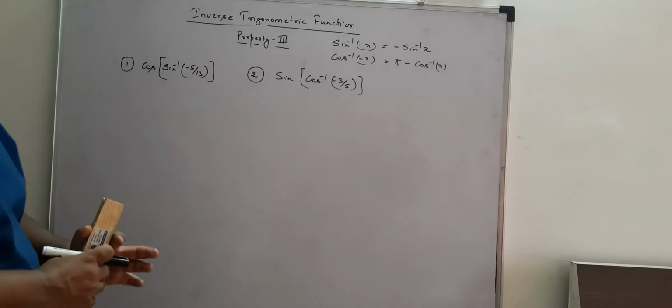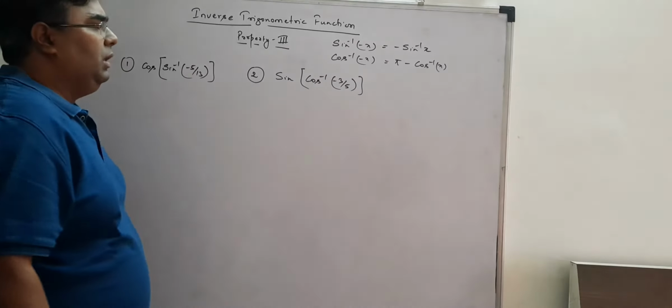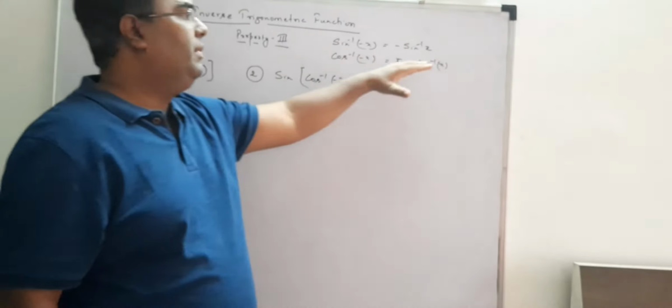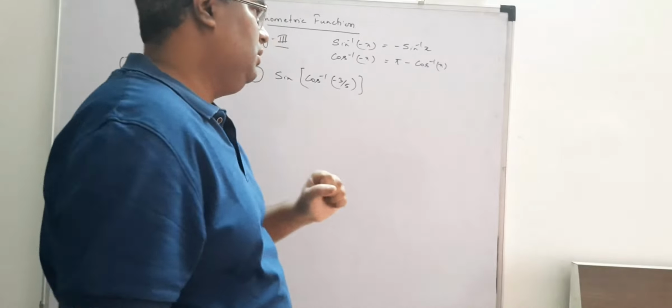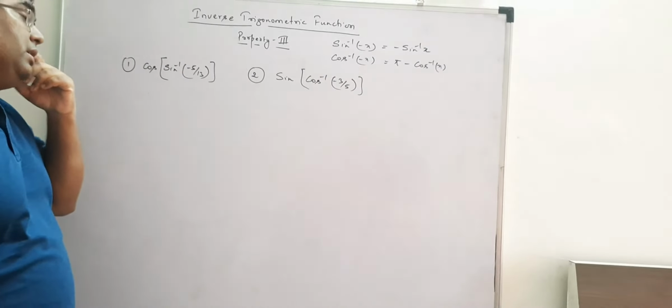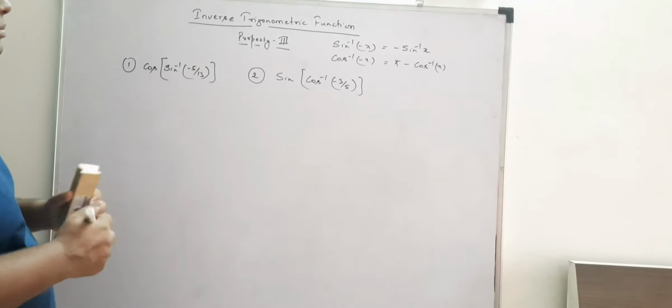Well, coming to the third property. The third property was what? Involving negative numbers. Sin inverse minus x is minus sin inverse x. Cos inverse minus x is pi minus cos inverse x. So you need to remember all the 6 ratios like this only. I have taken 2 examples, one on each.